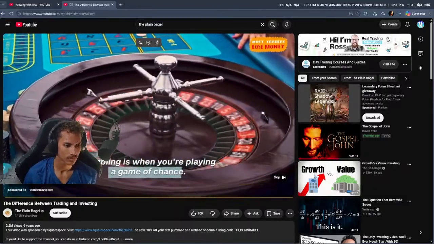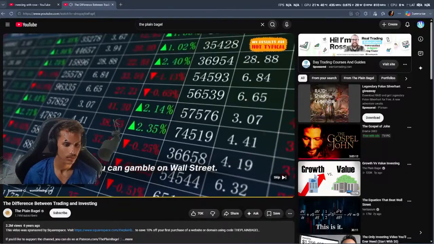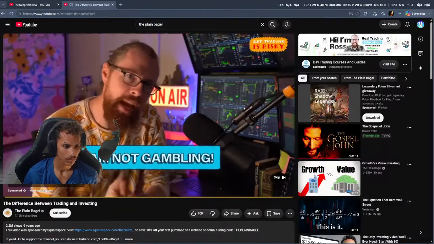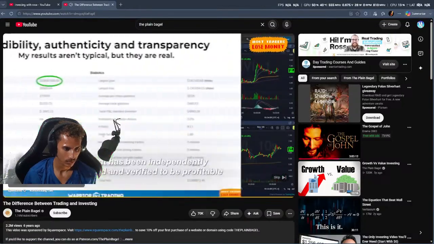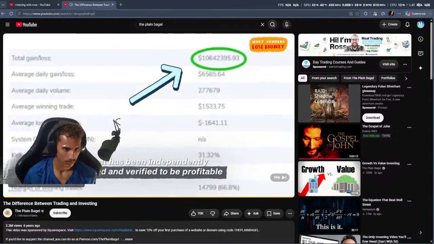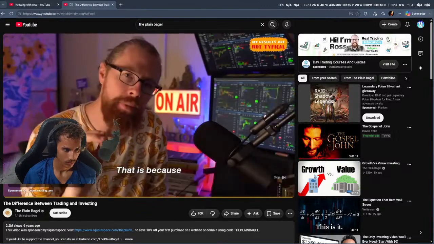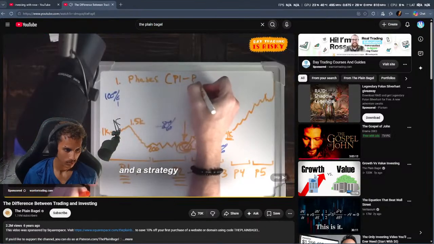Gambling is when you're playing a game of chance. You can gamble at the casino, or you can gamble on Wall Street. But when I come into the market every single day to trade, I am not gambling. The difference is in the outcome. With more than a decade of trading experience that has been independently audited and verified to be profitable, I produce consistent returns. That is because rather than gambling in the market, I have a system and a strategy that I follow every single day.